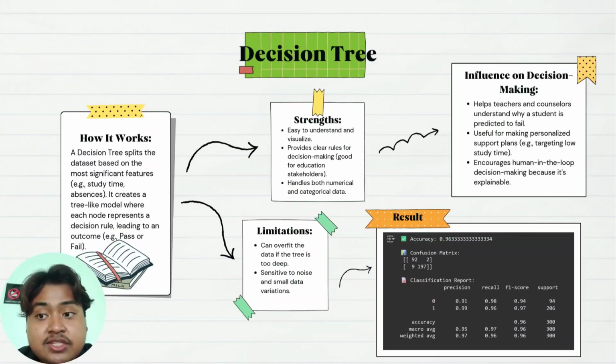Let's start with decision tree. This model works by asking a series of yes or no questions, such as did the student study more than 2 hours, or were there more than 5 absences. Each answer leads to another branch until we reach a final destination, which is pass or fail. One of the best things about decision trees is that they are very easy to understand and explainable, even to people without technical knowledge. In our project, it achieved 96.3% accuracy, which is excellent.